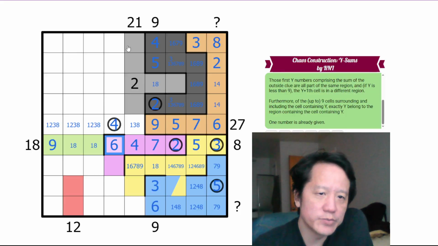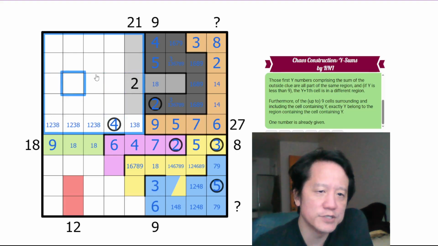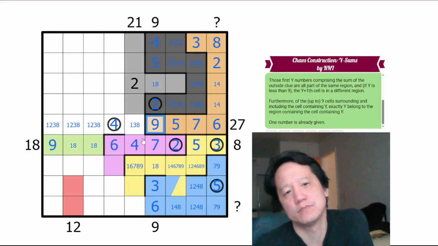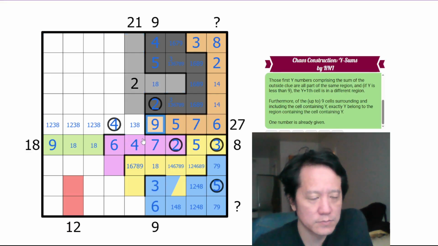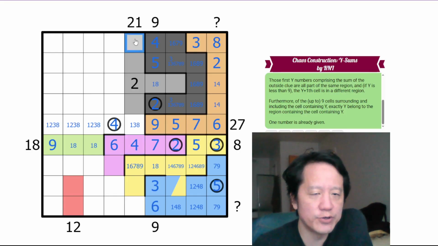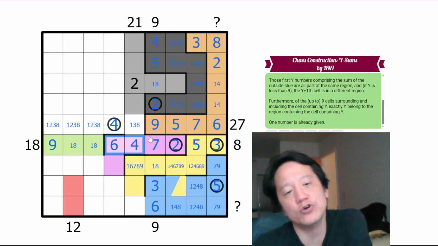How many cells do we have here? We have 27. So this could be 3 full regions here. Okay. Can this be pointing to 4? Yes, because 4 would be valid here.